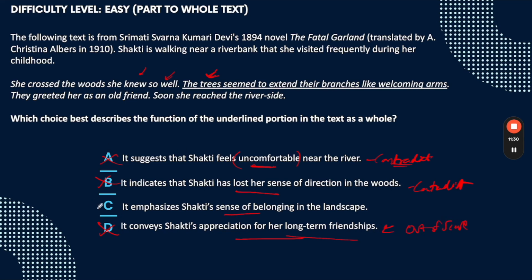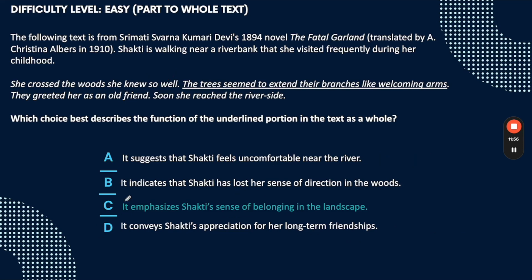You clearly have the correct answer. That's choice C. Right? So here I could eliminate options because they were contradictory to the text, and also an option was just simply irrelevant to the text. There was no long-term friendships being described in the text. These are some of the reasons how you could eliminate your options in part to whole text and even in the whole text subtype. Now, with this understanding, we will move on to the next difficulty level question, that is medium.